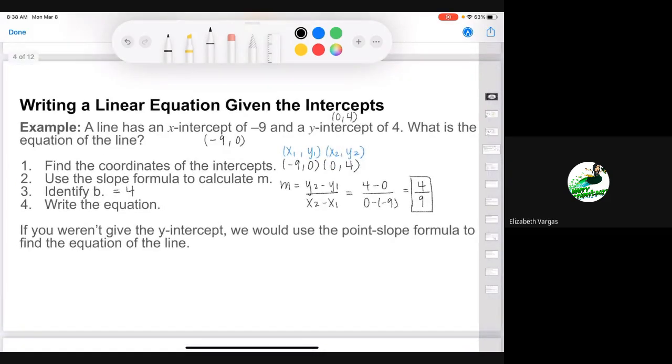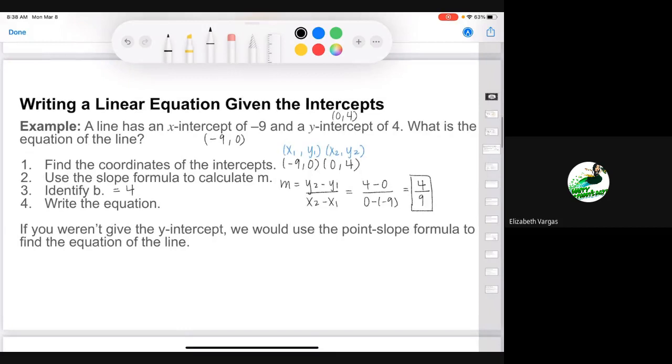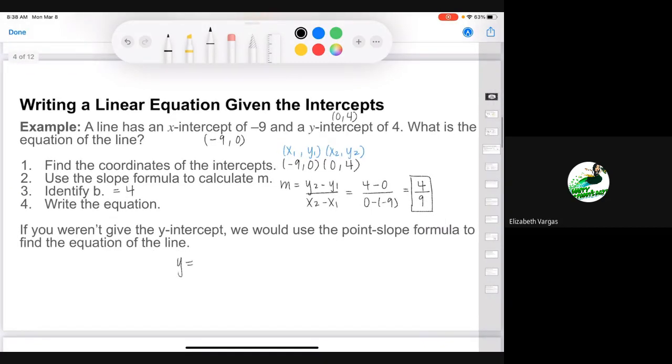Because I have my b and my m, the easiest one I could use is my slope-intercept form. So that is y equals, what is my m? 4/9 x plus, what is my b? 4. And so that is the equation for that line that would be created when I have an x-intercept of -9 and a y-intercept of 4.